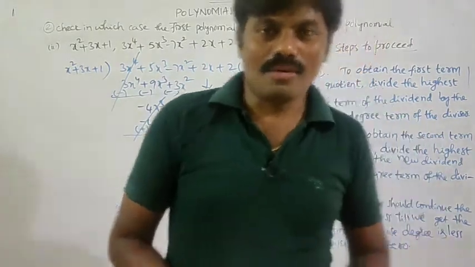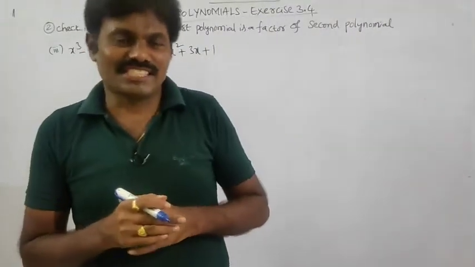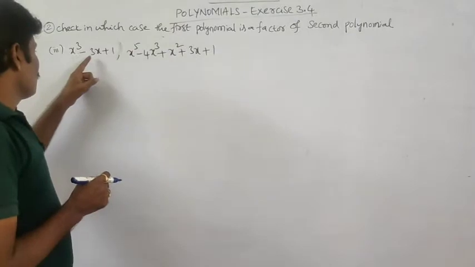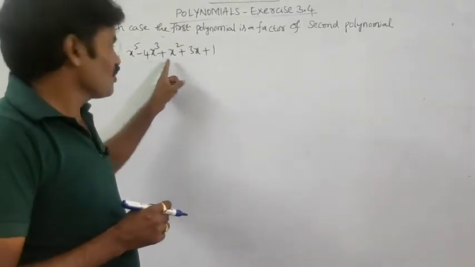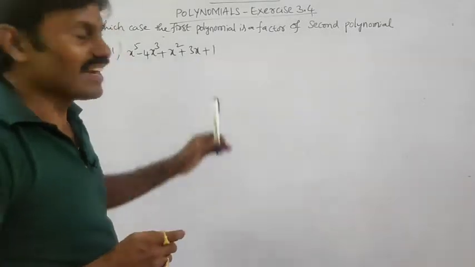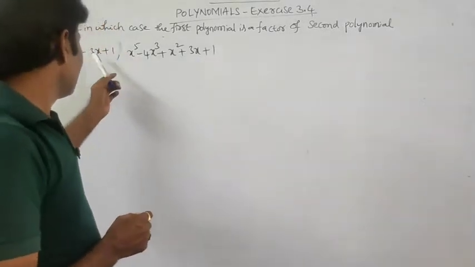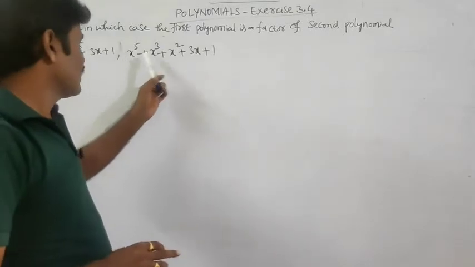Let us solve the third problem. Now see the third question in the same section: x cube minus 3x plus 1 is the divisor, and x power 5 minus 4x cube plus x square plus 3x plus 1 is the dividend. See, what is the degree of the divisor here? 3. What is the degree of the dividend? 5.